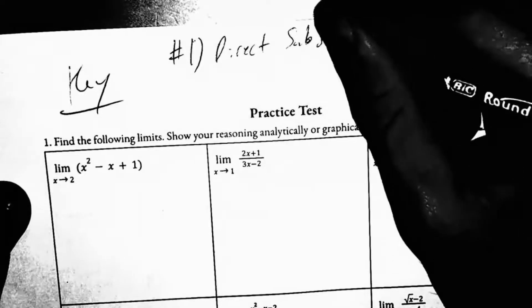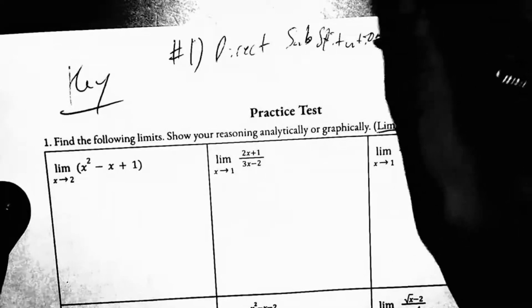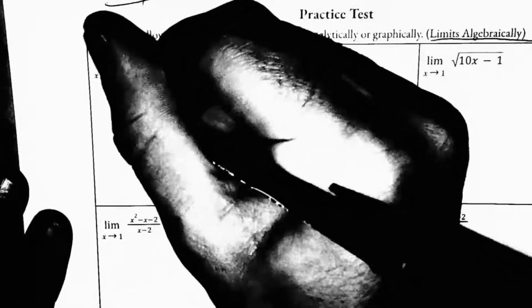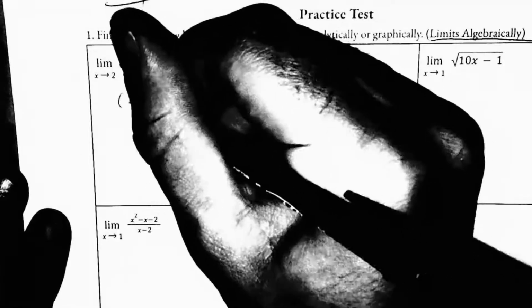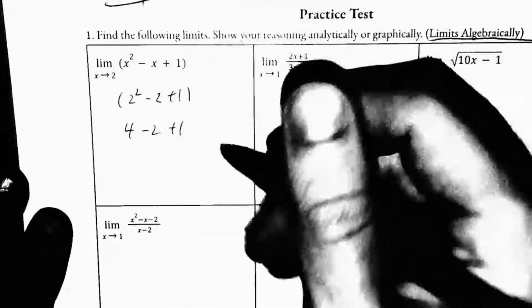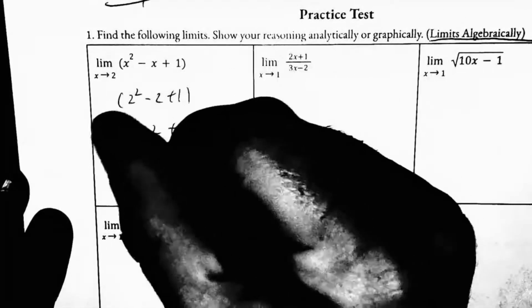Substitution is just plug in the value. Okay, substitution. Good. All right, so the first one, I just plug in 2. So we're going to say 2 squared minus 2 plus 1. That's 4 minus 2 plus 1. That is 3.